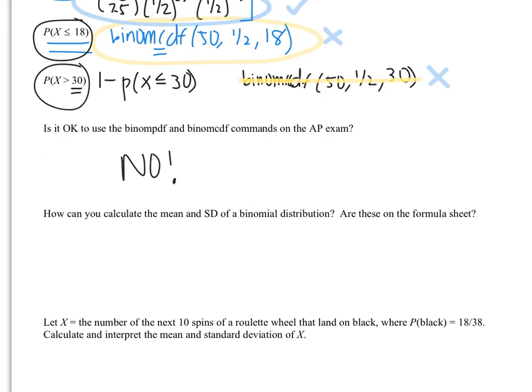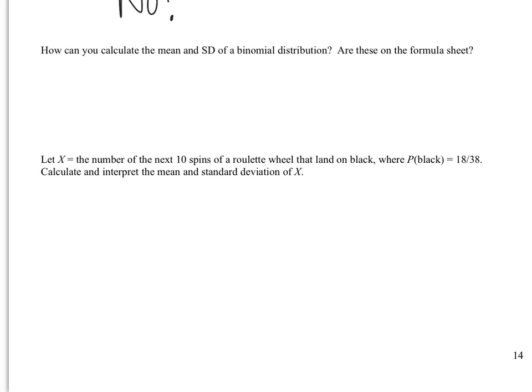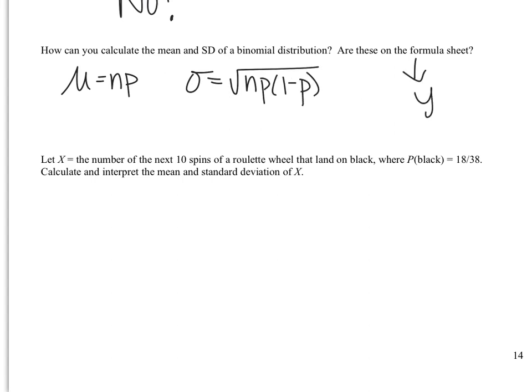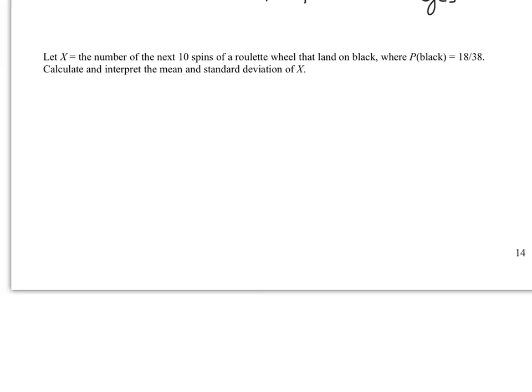Last thing we need to talk about is how do you calculate the mean and standard deviation of a binomial distribution. Like any distribution, you're always going to be interested in the mean and the standard deviation. The mean is going to be n times p. Standard deviation is the square root of n times p times 1 minus p. Are these on the formula sheet? Yes, of course they are.